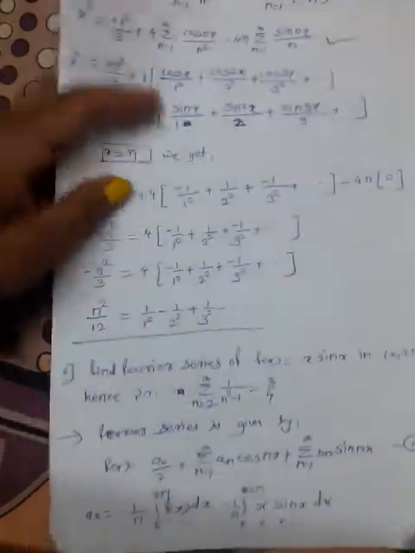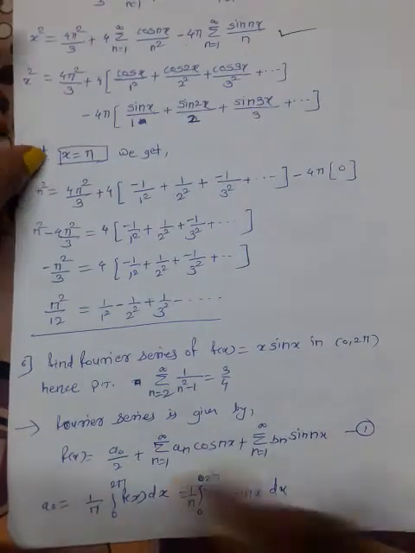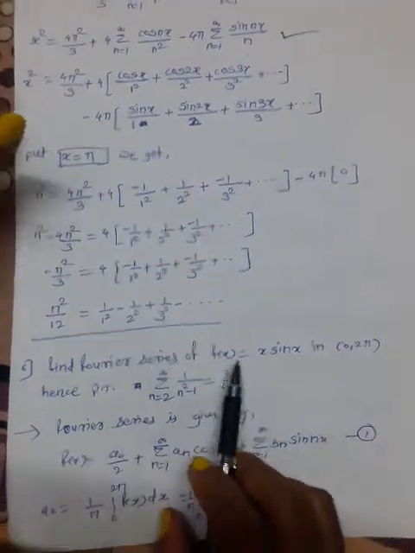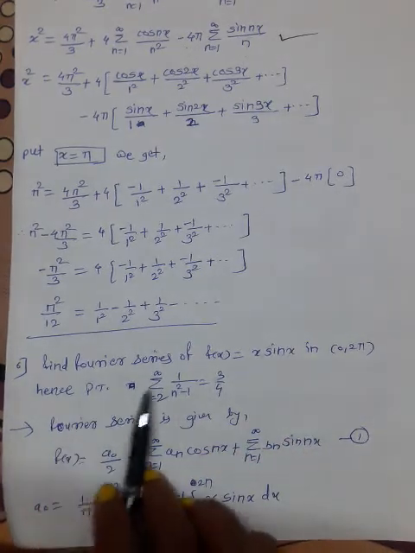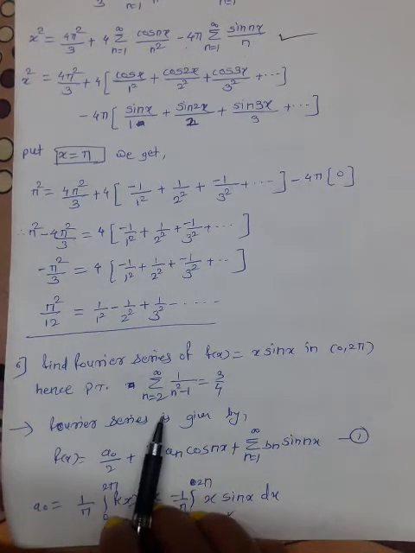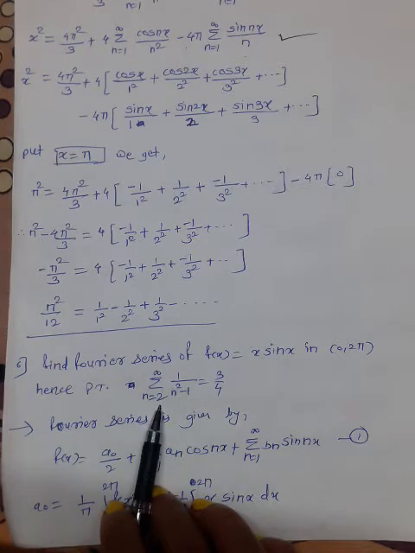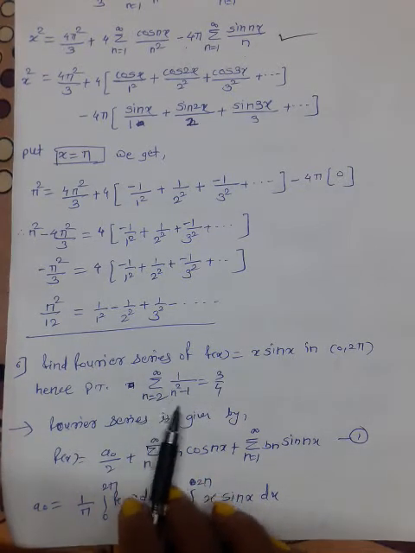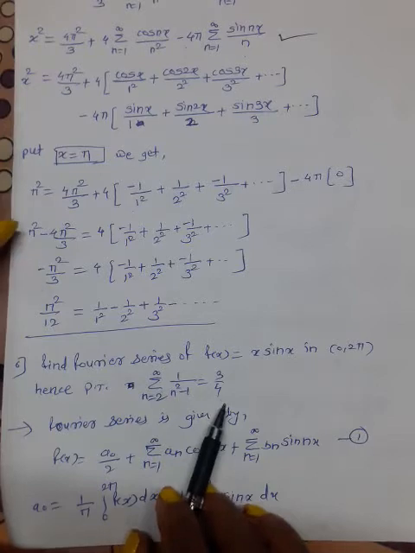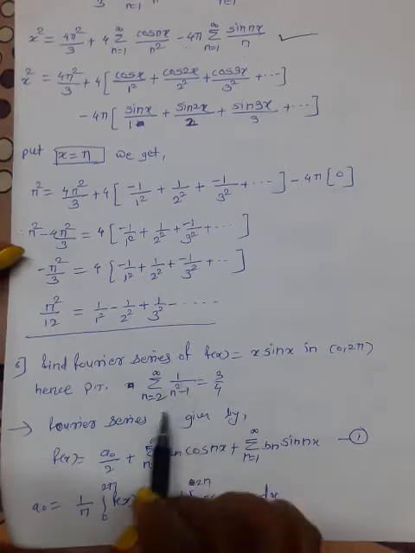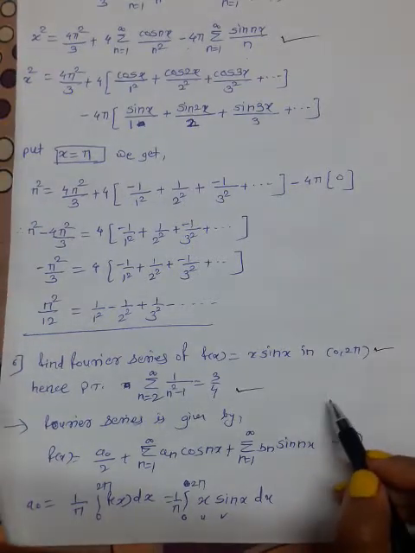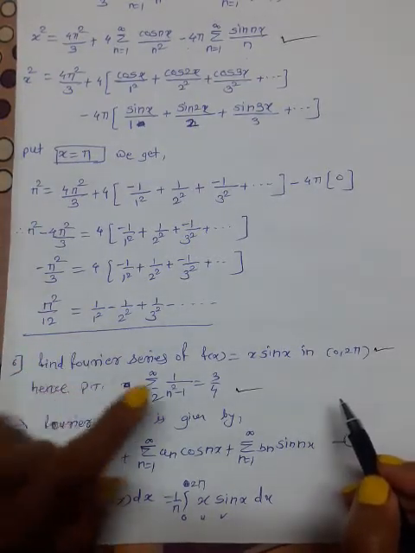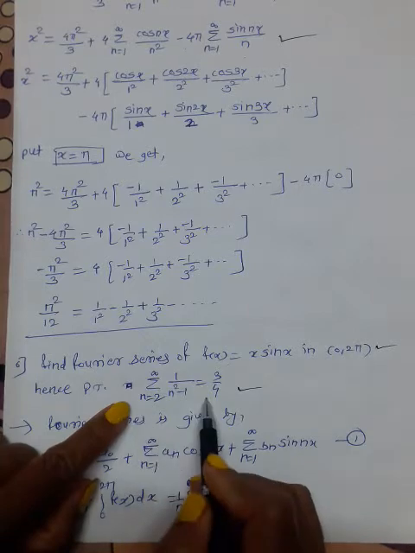Now let us see next. Find Fourier series for f(x) is equal to x sin x in the interval 0 to 2 pi, and hence prove that summation over n is equal to 2 to infinity of 1 upon n square minus 1 is equal to 3 by 4. These are the two questions. This is the sub question. By finding out this answer, we have to put a particular value of x in the series so that we will get this answer.